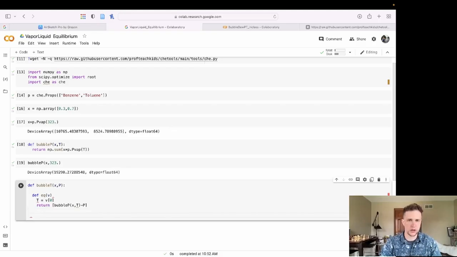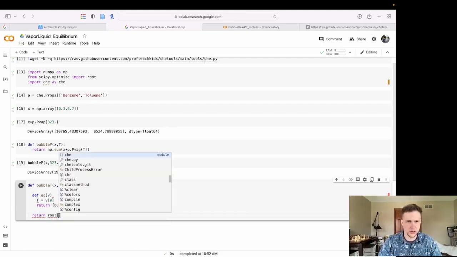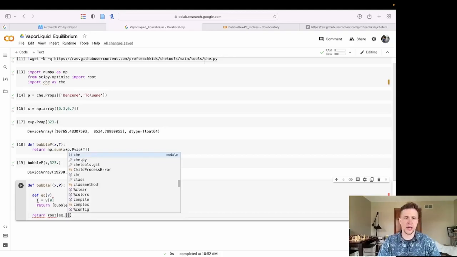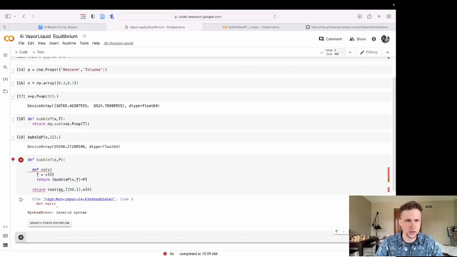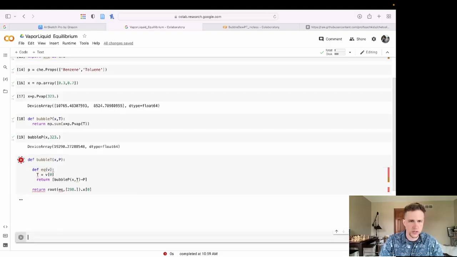And then what we want our bubble t function to return is the root of our equation. And we have to provide an initial guess. Since we're dealing with temperature, we're going to use 298 Kelvin. And we just want it to return the temperature itself. Okay, did something wrong with that.